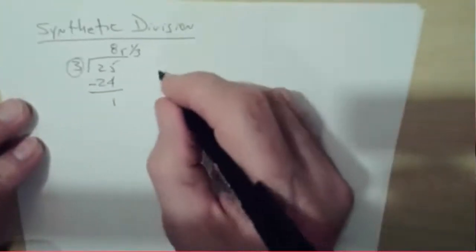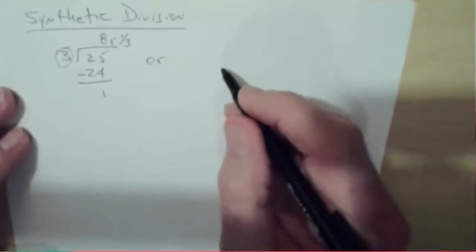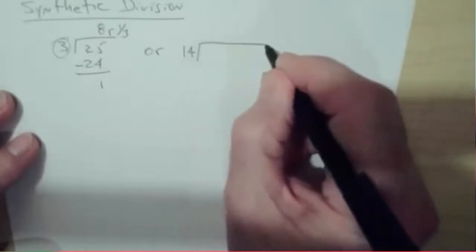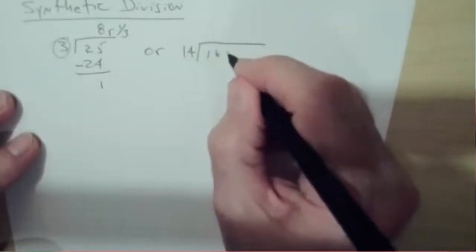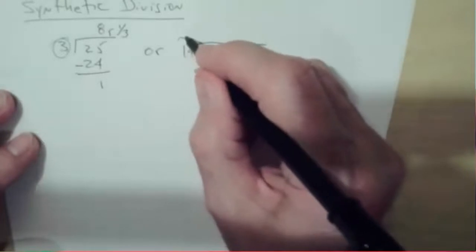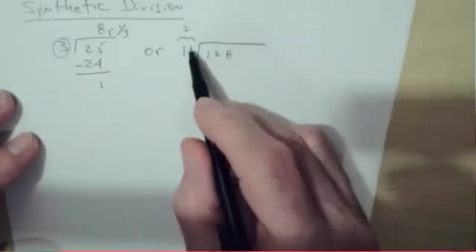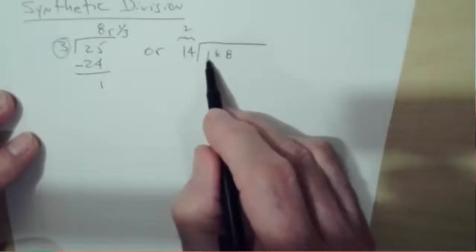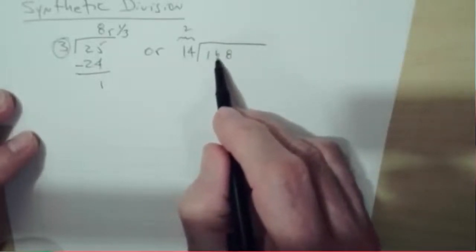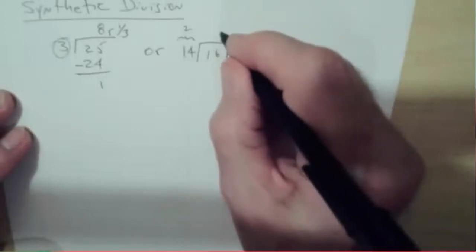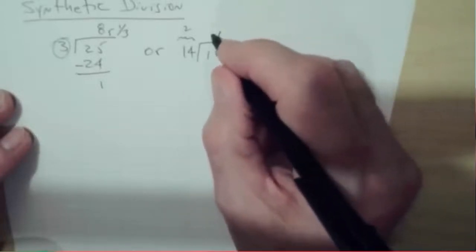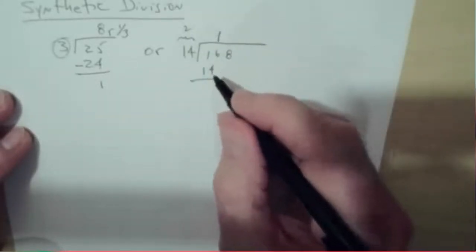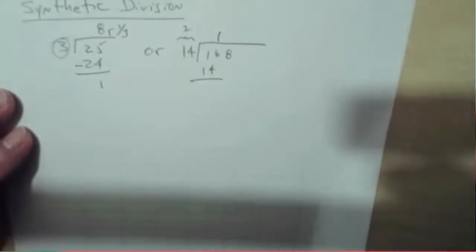Now, you can also do this by 14 divided into 168. Now look, we have 2 digits here, so we're going to start at the second digit. Okay, 14 obviously is going to go into 1, so we go into this one. How many times will 14 go into 16? Once. And we do 1 times 14 is 14. We change the sign here.